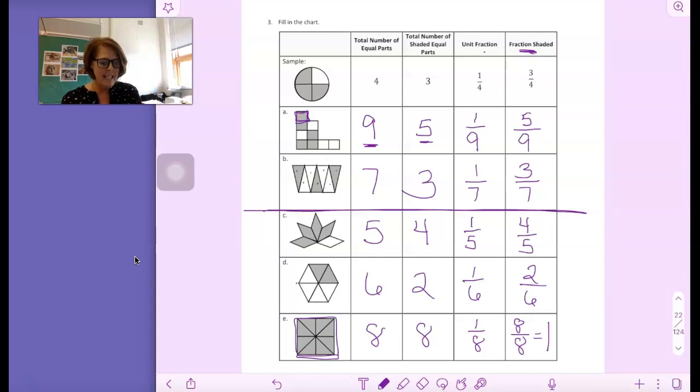If I had 6/6, that would be one whole. If I came up here and shaded this in, I would have 4/4, and that would be equal to one whole as well. I know my one's a little squiggly there. All right, let's come on back and let's read these together. So as I highlight, I want you to read them with me. 3/4, 5/9, 3/7, 4/5, 2/6, 8/8 equals one. Outstanding. You're going to move on and do some homework problems on your own, and I can't wait to see them.